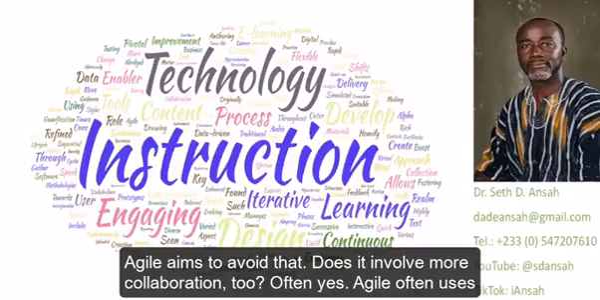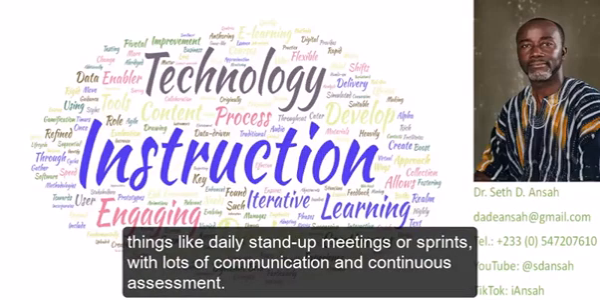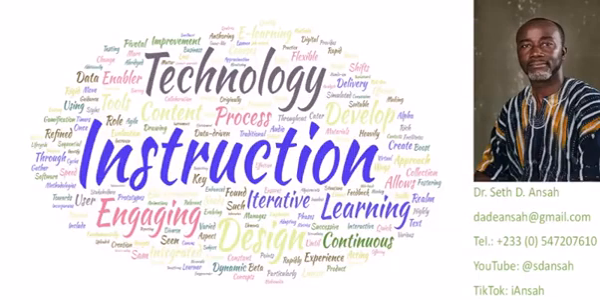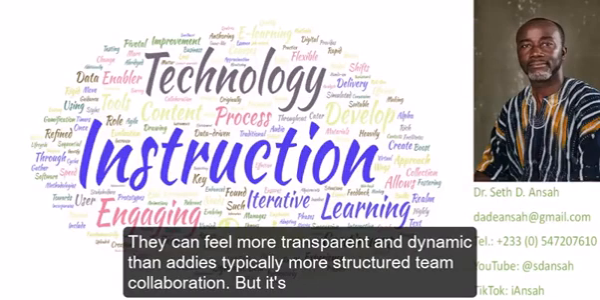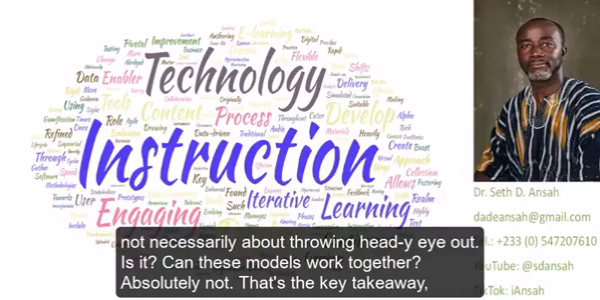Does it involve more collaboration too? Often, yes. Agile often uses things like daily stand-up meetings or sprints with lots of communication and continuous assessment. They can feel more transparent and dynamic than ADDIE's typically more structured team collaboration. But it's not necessarily about throwing ADDIE out, is it? Can these models work together?